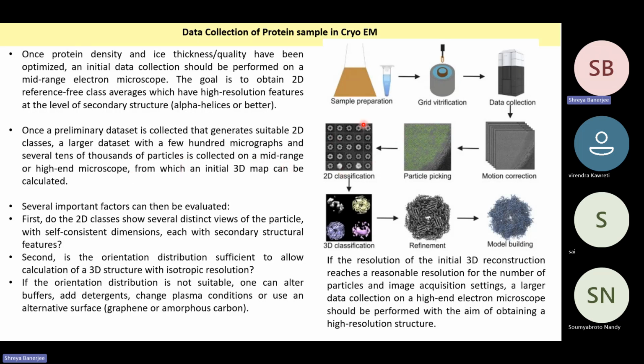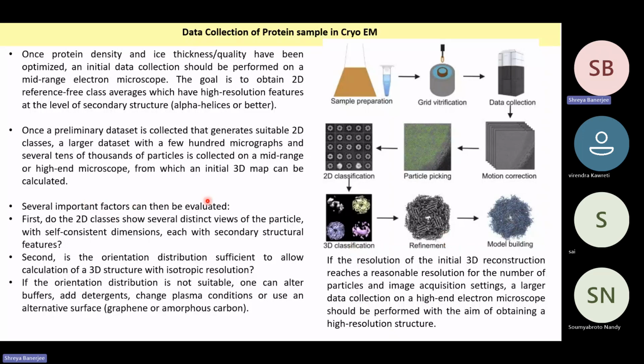So you can see here it is 2D classification. So this is one projection image. You are collecting hundreds of this projection 1, hundreds of projection 2. So several thousands of 2D projection data you are collecting in a mid-range to high-end microscope. And finally, all these 2D projections are put together to form a 3D map of the structure, and this 3D map can then be refined to build a model.